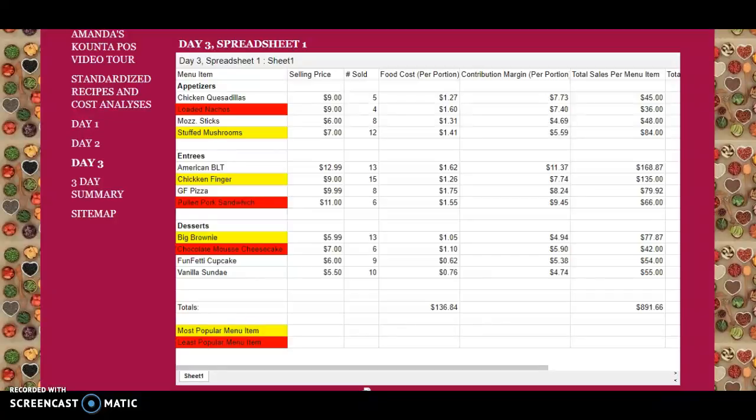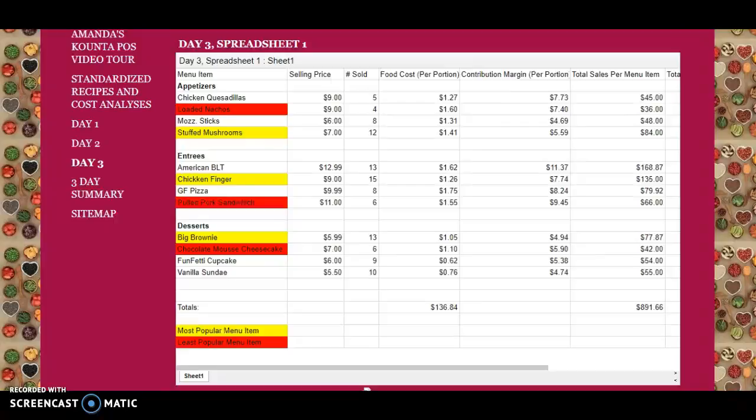So this is day 3, and just like I showed you in day 1 and day 2, we're going to start off with spreadsheet 1. So again, all of the menu items are listed on the right hand side. Most popular menu item lists are highlighted in yellow, the least popular menu item highlighted in red.